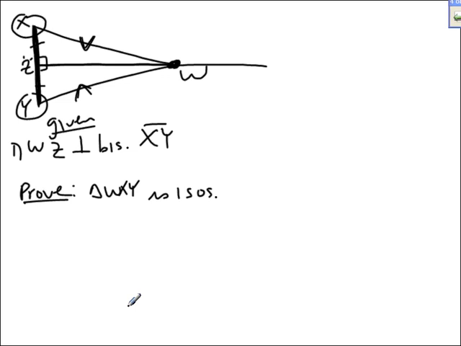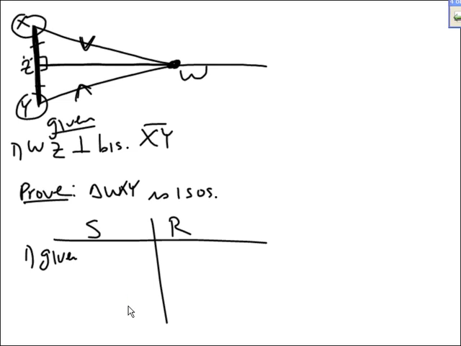Triangle WXY is isosceles. It has two equal sides. Okay, so statement and reasons. I purposely put it down here in this small area because I think that's enough givens. And what's the reason? It was given.